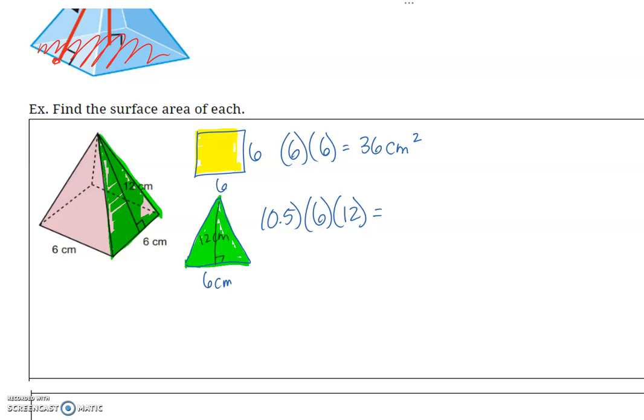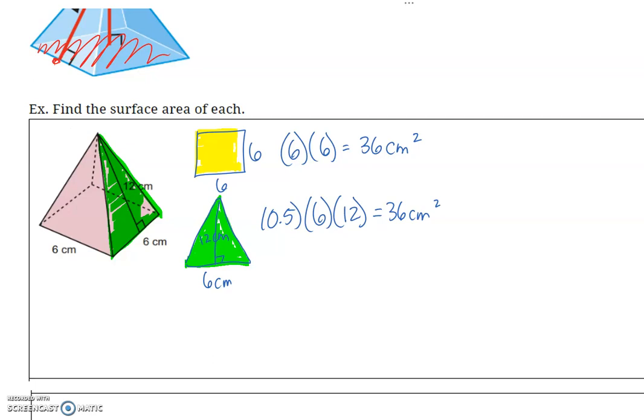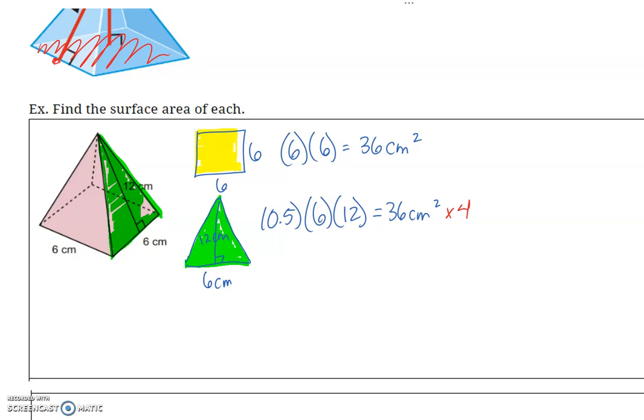The area of one of those green triangles is going to be 36 centimeters squared. And then always check how many faces on the pyramid have those dimensions and are that shape. So this triangle over here, notice that that's also 6 by 12. That's because the base is a square. So I'm going to take that answer and multiply by 4, because there are 4 triangles like that on the figure. And that's going to be 144 centimeters squared.